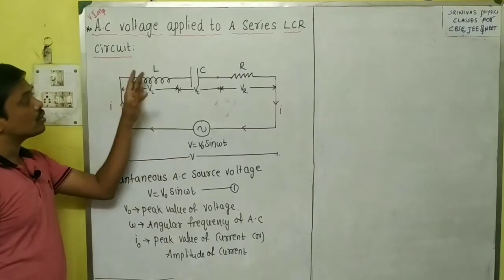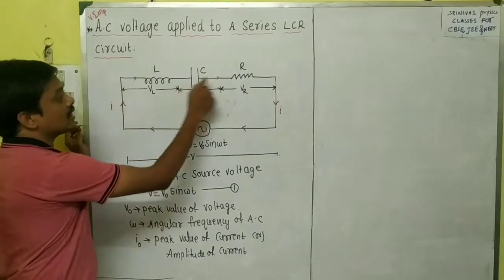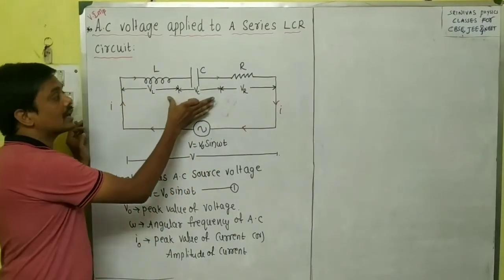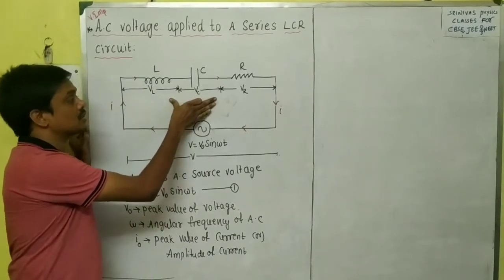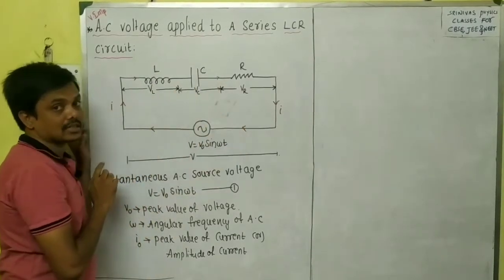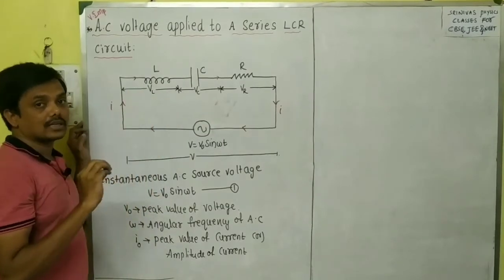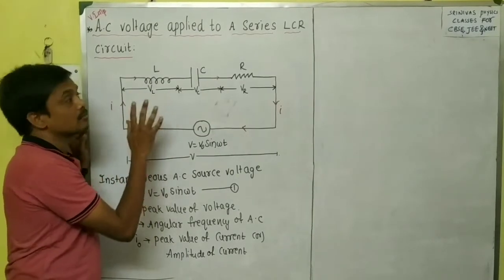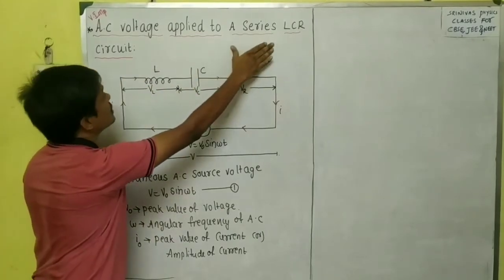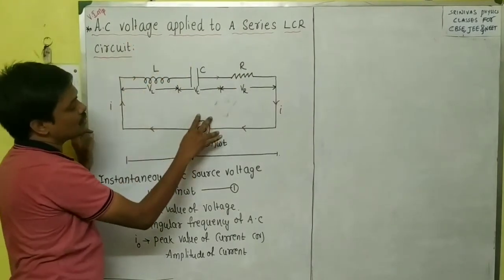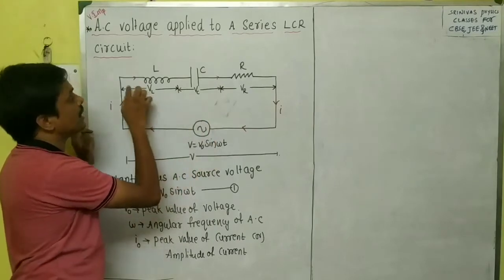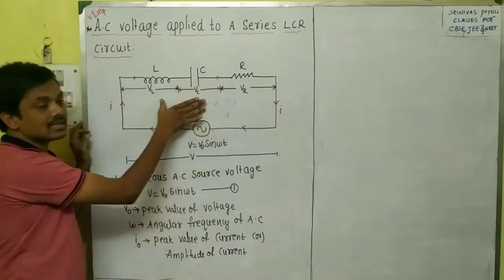Then I am going to explain how the current changes, how to calculate the total resistance of the circuit, and when the current will be maximum, and all such concepts related to this. Our topic is now an AC source applied to an LCR series circuit.